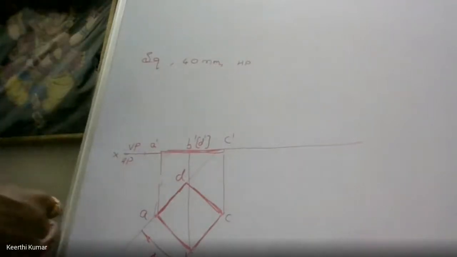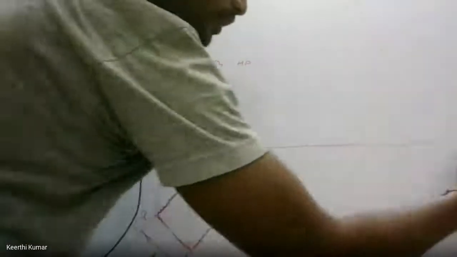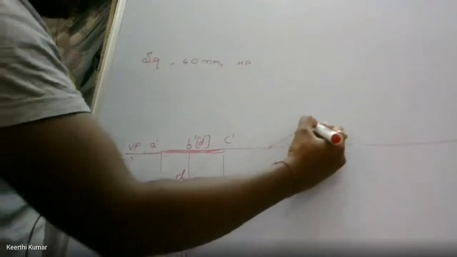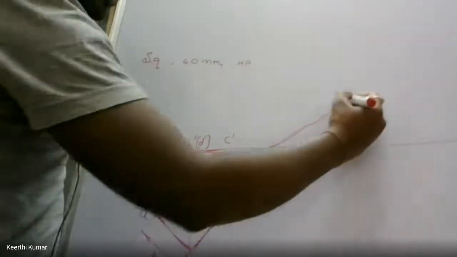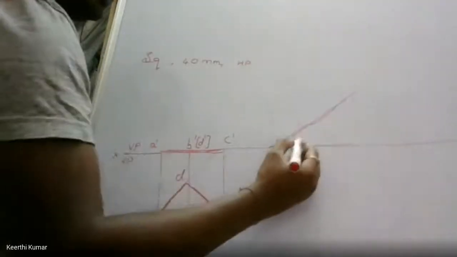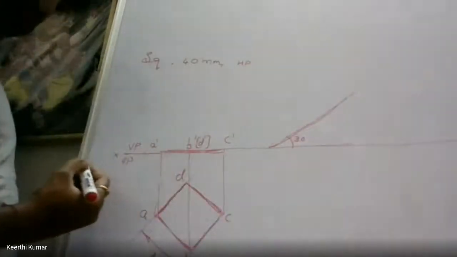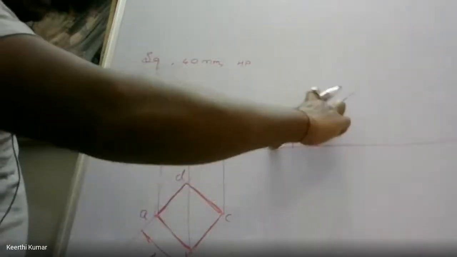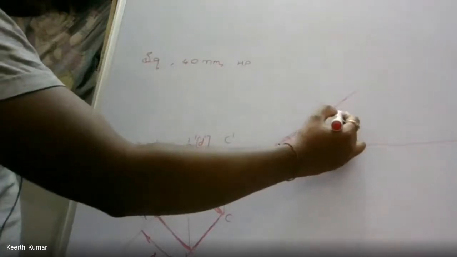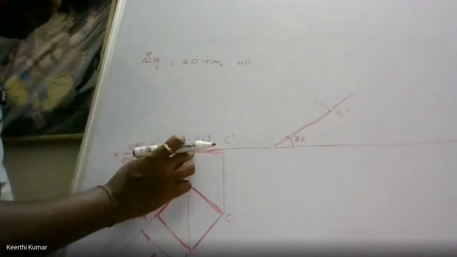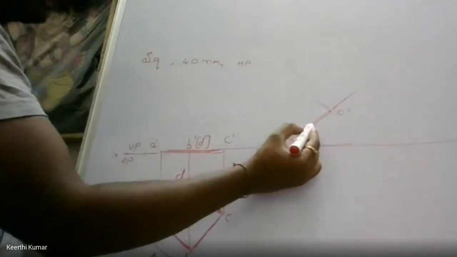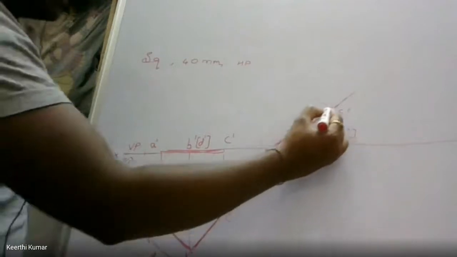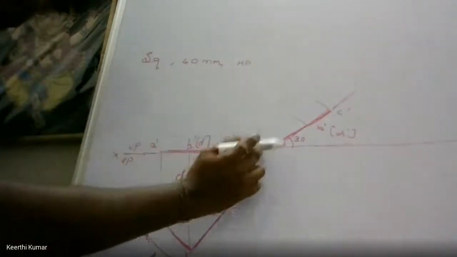So what is the next position? How to draw? With respect to HP, what is the angle given? 30 degree. So move conveniently and draw a 30 degree line. Extend the line, and maintain this as 30 degree. Measure the length of A dash to C dash, keeping this as a center, cut an arc. You'll get C dash here. Once again, measure the length of AB and cut an arc. You'll get B dash. Make this thick. This is the lamina for us. Further thing is not the lamina.